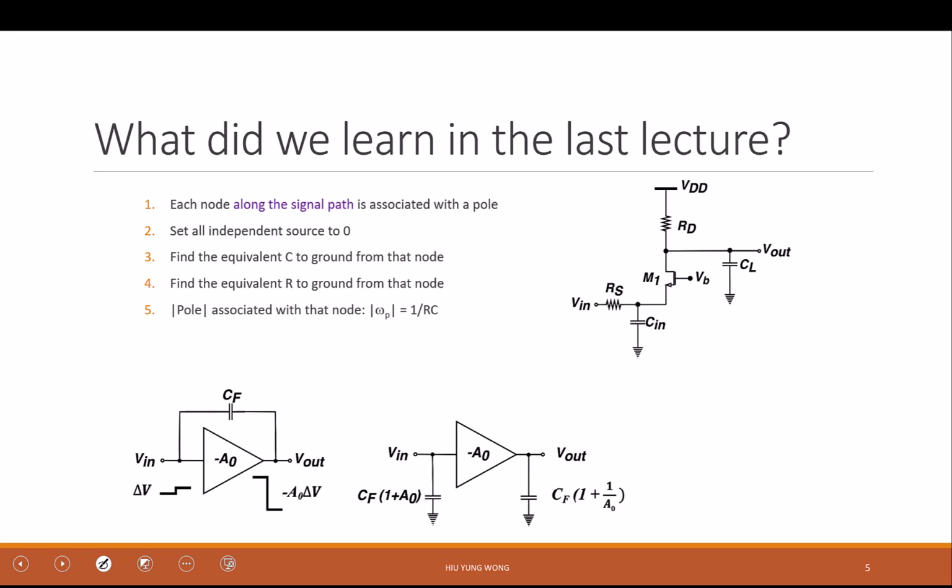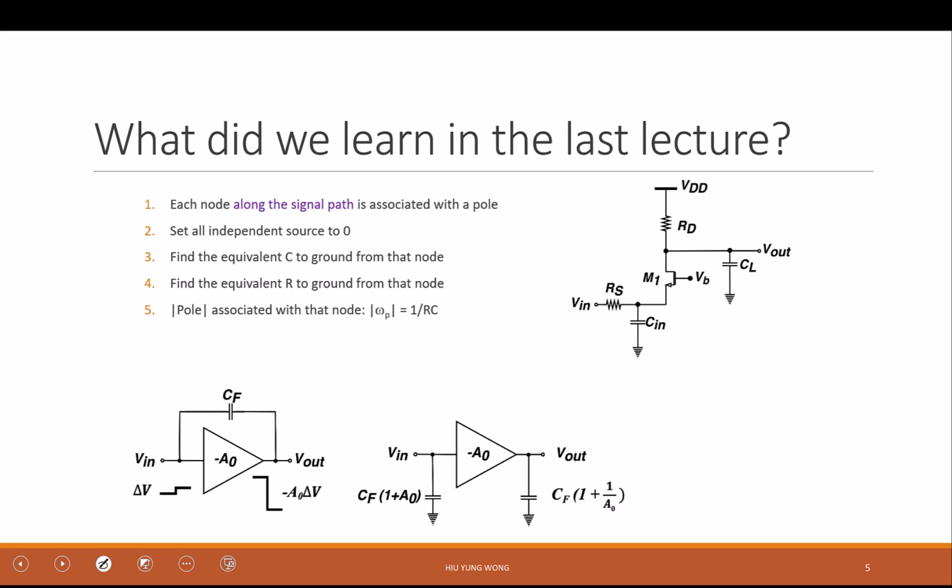Not just the last lecture, but this is an important concept, right? You treat this as a review for the next midterm. How do I find the pole of any circuit without solving KCL and KVL? That is what we learned in the last 2 lectures.